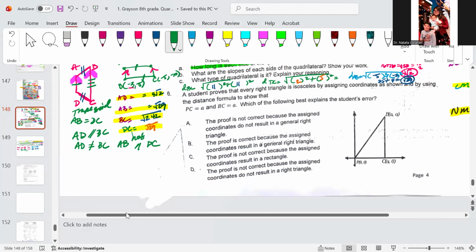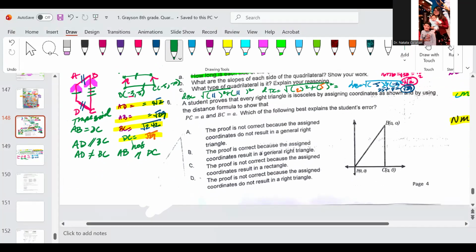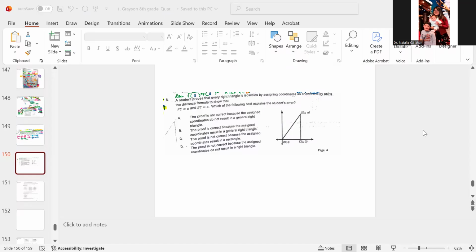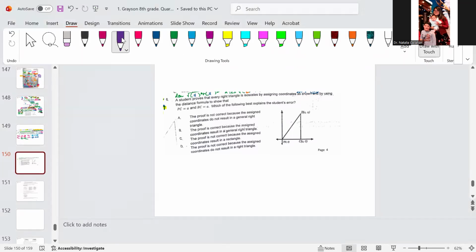All right, number 6. Go ahead and read. What is it asking us to find? Do you want me to give you a second so you can work on number 5? Okay, all right. What does number 6 ask you to do? Which of the following best explains the student's error?